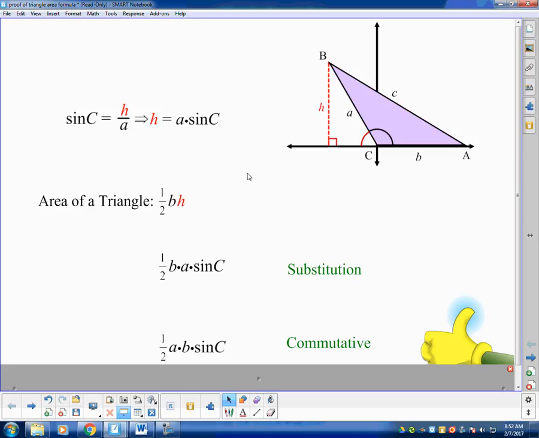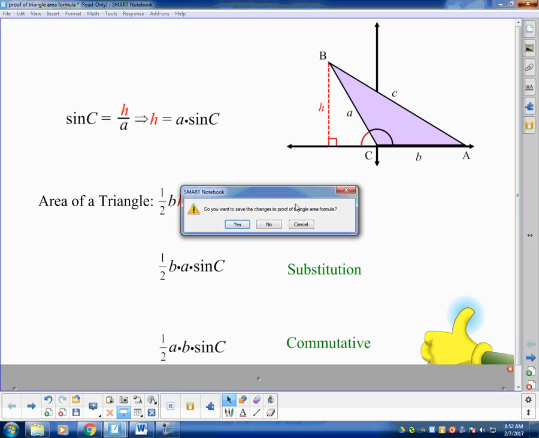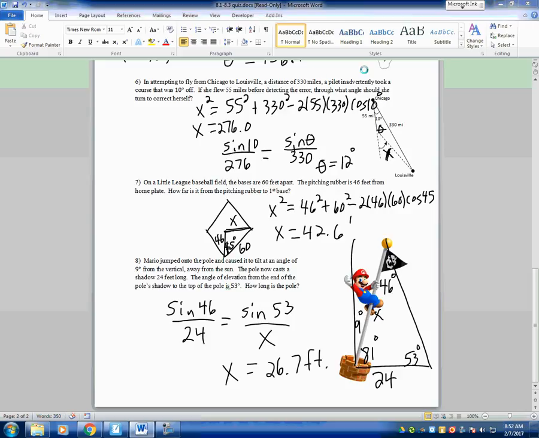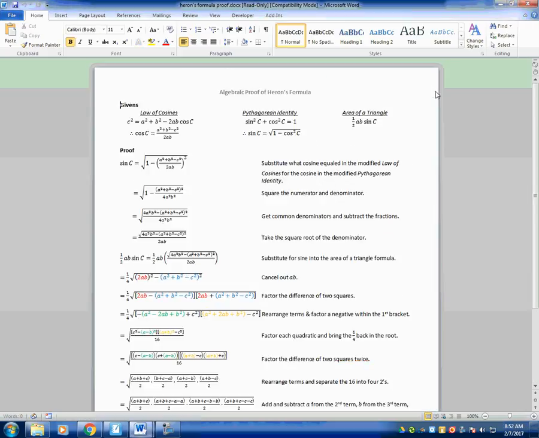Pretty simple proof. The other one's not very simple. Right here, Heron's formula. So this is when you have the three sides given to you. It takes all three of these identities. Law of cosines is actually an identity. It's a formula, I guess. But solve for cosine of C. The Pythagorean identity, solve for sine of C. And the area of a triangle that I just showed you, 1/2 AB sine of C.